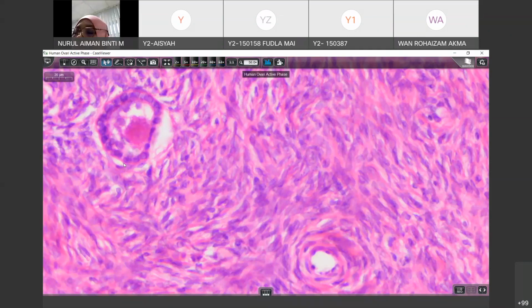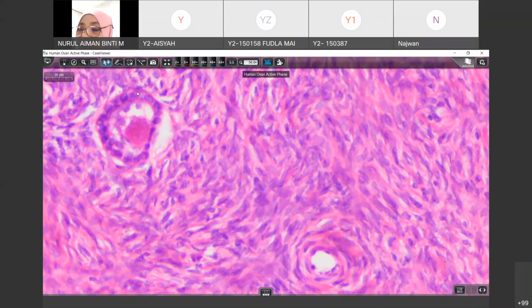What is the difference between primary and secondary follicles? Student, what can differentiate the primary and secondary follicles? Secondary starts to form antrum. Yes, very good. Okay, Anas.